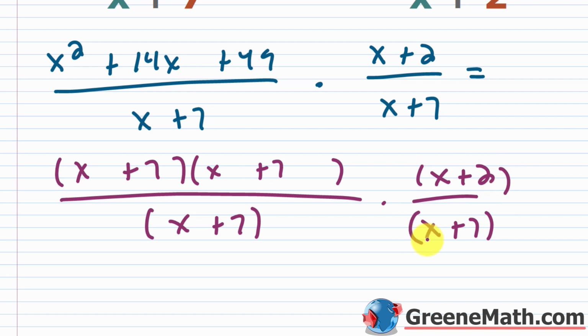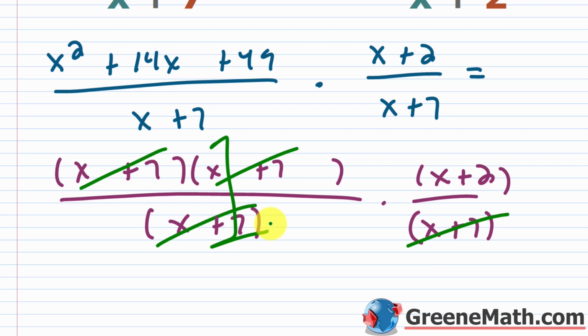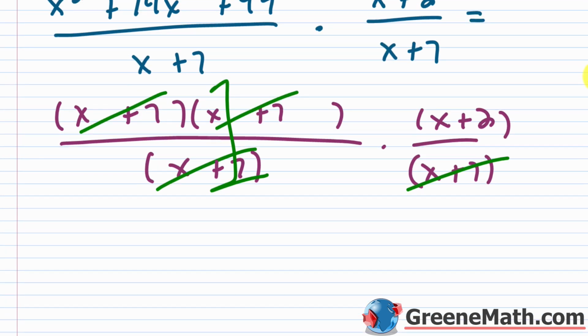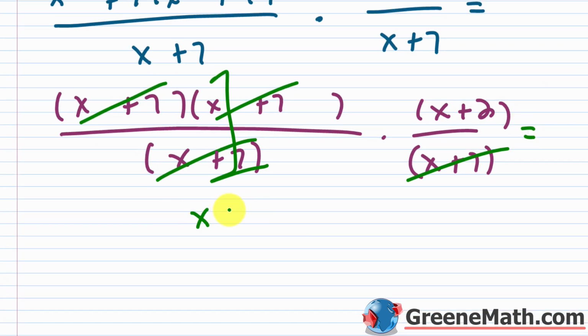So now you're going to cancel any common factors that you can. So what do I have? I have an x plus 7 here that can cancel with this x plus 7 here. I have this x plus 7 here that can cancel with this x plus 7 here, again looking across. So you'll see that this rational expression is completely canceled. It's now just 1, and basically all I'm left with is just this x plus 2. I don't really need to multiply at this point. I can just say my answer is just x plus 2.